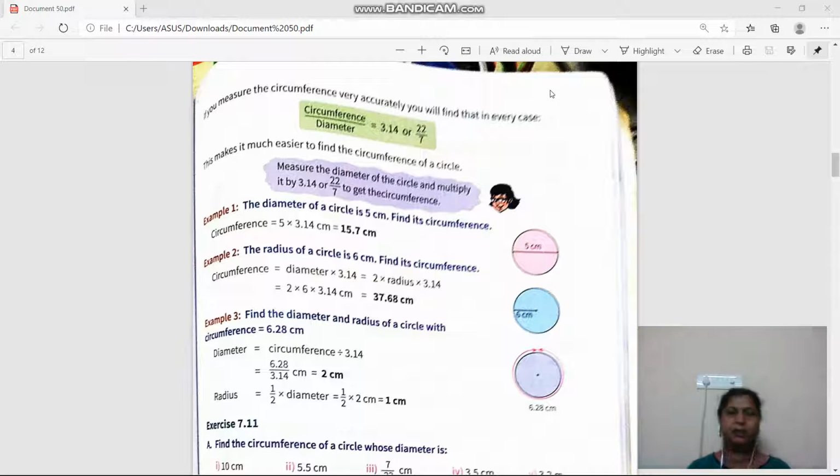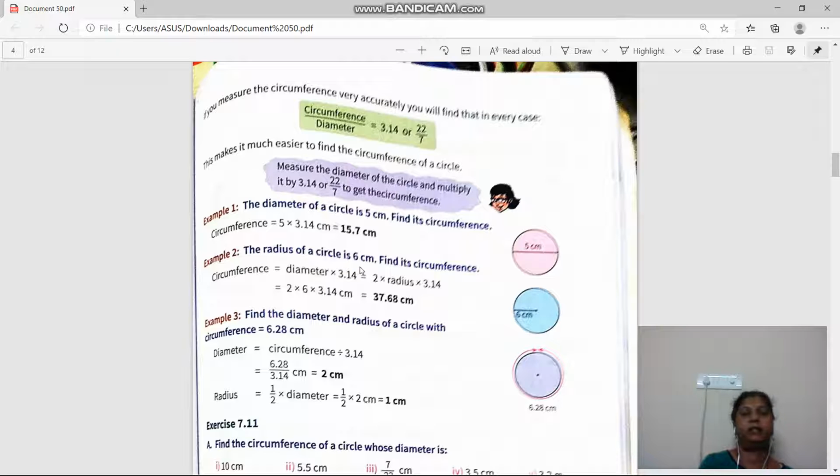So we are understanding this first example. I have asked you the question, what is diameter? Let's see the definition of diameter. Diameter is a line segment which passes through the center and its end points are on the circle. See here, circumference is equal to diameter multiplied by 3.14 or 22 upon 7. So 5 multiplied by 3.14 is equal to 15.7 centimeter. Get it? Now next example.